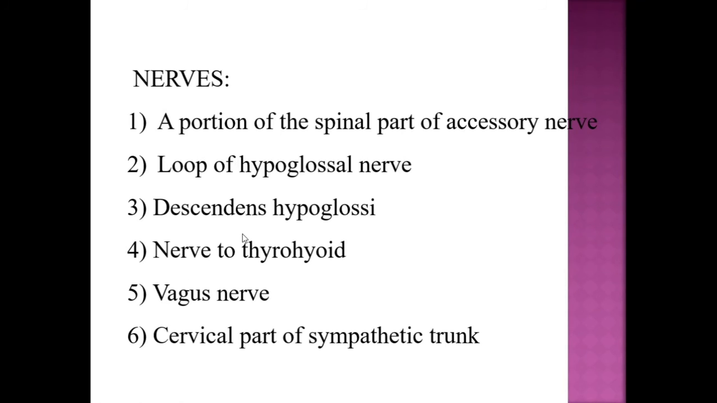Descendens hypoglossi passes downward in front of carotid sheath. This descendens hypoglossi carries the fibers of C1, and it supplies the superior belly of omohyoid, then forms a loop known as ansa cervicalis, after joining with the descendens cervicalis, which is formed by C2 and C3. Then the nerve to thyrohyoid supplies only one muscle, the thyrohyoid muscle. It also carries the fibers from C1.